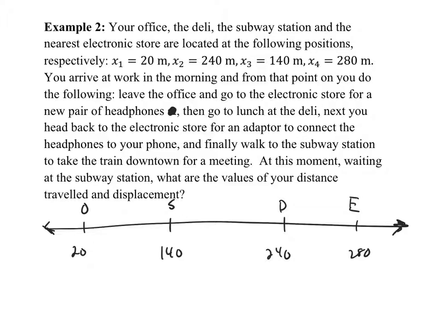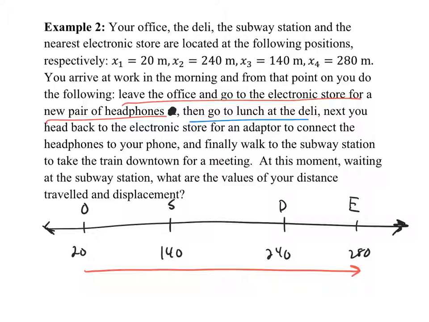I then read through the problem. As I read through it, let's denote with colors. So the first part says, you leave the office, and you go to the electronics store. So here's our first denotion right there. That's our first path. Okay, leaving the office and going to the electronics store. The second one in blue, you then go to lunch at the deli. Well, you're at the electronics store. You can't just teleport. So you're starting at the electronics store now, and you're going to the deli.